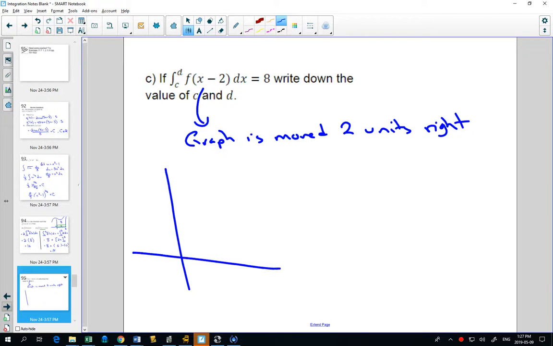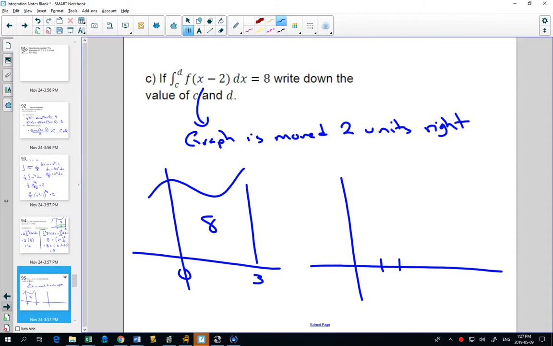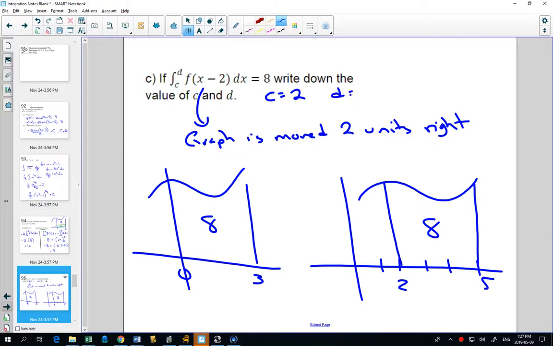So we had our original function from 0 to 3 with an area of 8. And if you moved everything 2 units to the right, can you see that that area of 8 would get moved 2 units to the right? And so now c would equal 2 and d would equal 5.